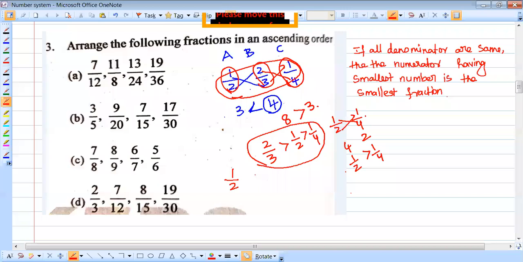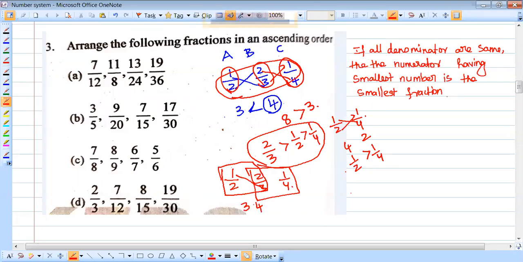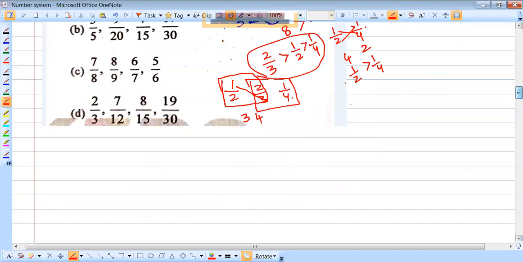Here 1 by 2 is there, 2 by 3 is there, and 1 by 4 is there. We have to compare these two first, then we will compare these two next. First, out of these two, here we will get 3 and here we will get 4. If you compare both, here you will get 8 and here you will get 3. So 3 is less than 4, then 2 by 3 is greater than 1 by 2. Again, 2 by 3 is greater than 1 by 4.